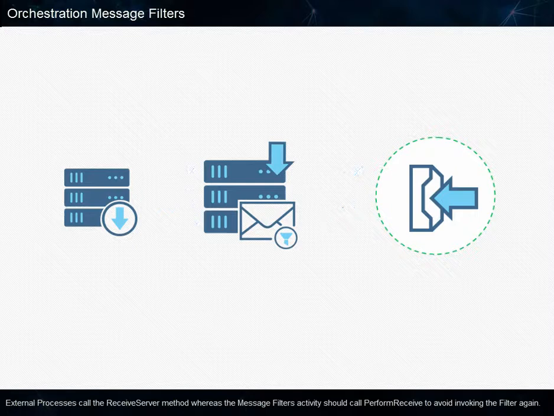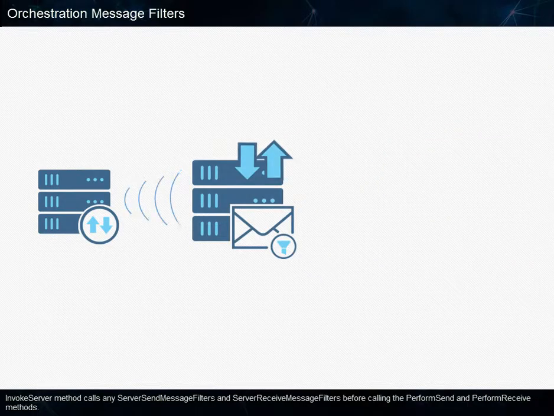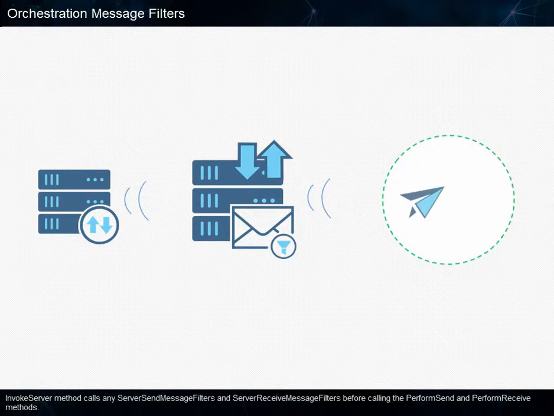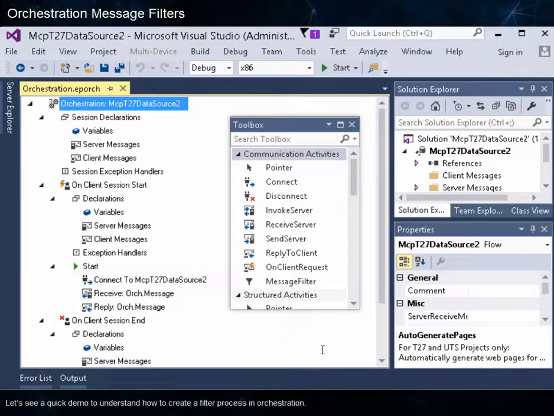Invoke server method calls any server send message filters and server receive message filters before calling the perform send and perform receive methods. External processes call the invoke server method, whereas the message filters activity should call perform invoke to avoid invoking the filters again. Let's see a quick demo to understand how to create a filter process in orchestration.